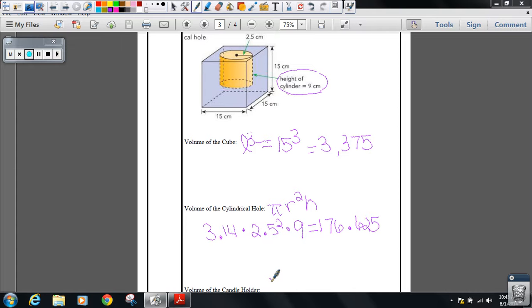Then, to get the volume of the candle holder, like I said, that yellow part's taken away, so we have to subtract. It's set up above to round to the nearest cubic centimeter, so that's to the nearest whole number. So when I subtract, I get 3,198.375. Well, for the nearest whole number, that 8 is followed by a 3, so it stays the same. So that's going to give us an approximate volume of the candle holder as 3,198. Volume is cubic centimeters. Be very careful on those labels.